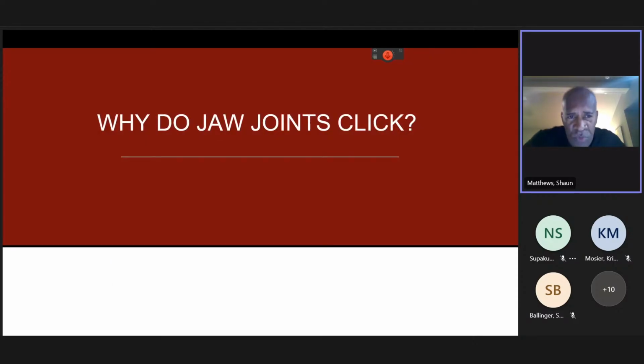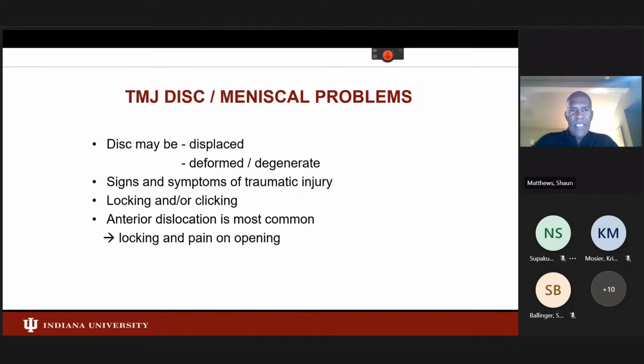Now, coming down the home stretch, let's talk about why jaw joints click. Clicking jaw joints are exceptionally common in the population. Jaw joints click because there is a problem with the disc. That disc is either not in the right position, it's displaced, it's deformed, it's degenerate, it's a discal problem, a meniscal problem, unquestionably. If you take a history of the patient, they will almost certainly give some history of trauma to that joint, a knock or a fall, or a blow to the jaw.